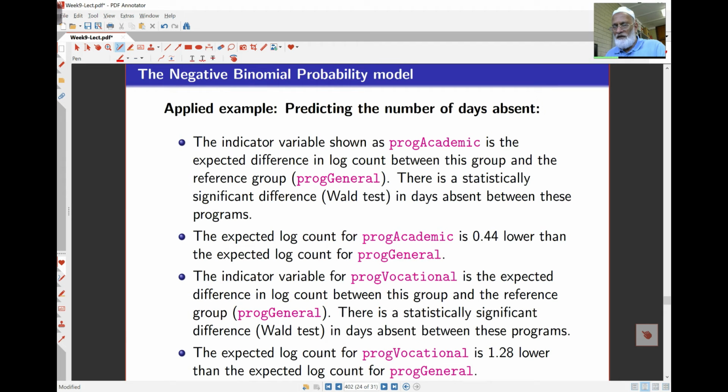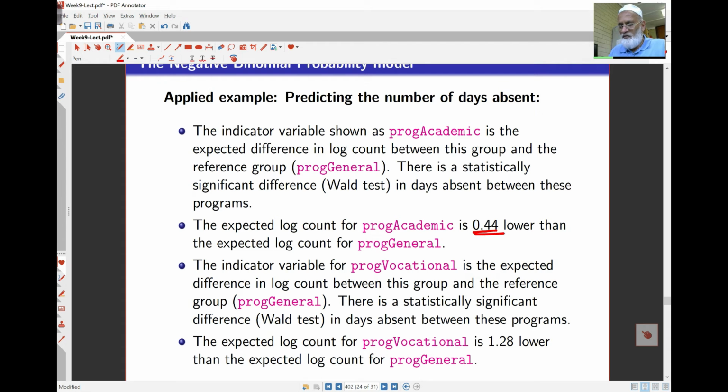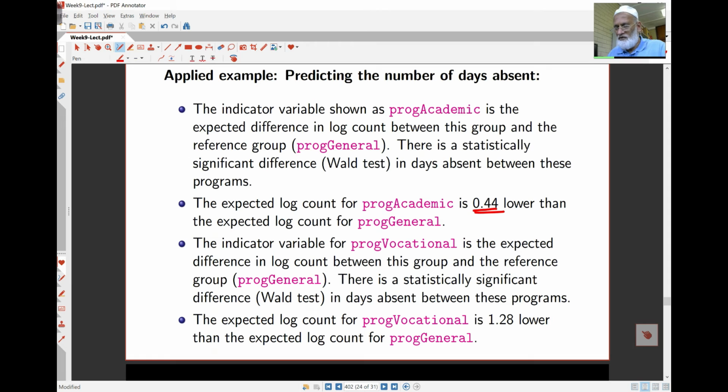The program academic coefficient is the expected difference in log count between this group and the reference, which is general. Likewise for the other one, which is vocational. So we find that the academic program on average has a 0.44 lower expected log count than general. Likewise, if you look at vocational and general, you find that vocational has a lower log count compared to general here.